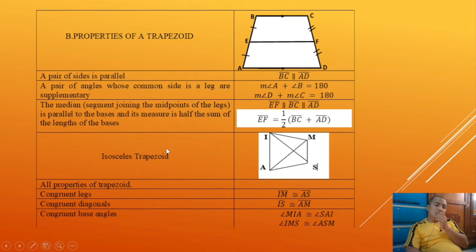We have also here the isosceles trapezoid. When we say isosceles trapezoid, the legs are congruent. So what are the properties of an isosceles trapezoid? All the properties here, aside from including congruent angles. The legs are congruent. IM is congruent to AS, because its bases are MS and AI. Congruent diagonals also. IS is congruent to MA or AM. And congruent base angles. Angle MIA is congruent to angle SAI. Angle IMS is congruent to angle ASM.